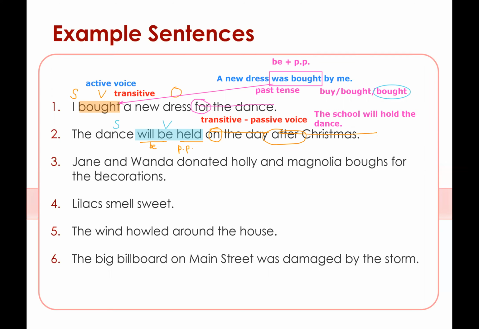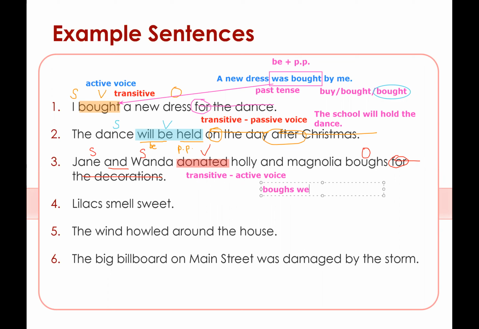Okay. All right. So number 3, Jane and Wanda, that is our compound subject joined by and, donated. This is our verb. Past simple tense verb. Is there an object? Of course there is. Holly and magnolia bows, right? Type of flowers. And you can cross out your prepositional phrase for the decorations. And of course, that is your transitive verb in active voice. So can I change it to passive? Of course. Holly and magnolia bows were donated by Jane and Wanda, right?